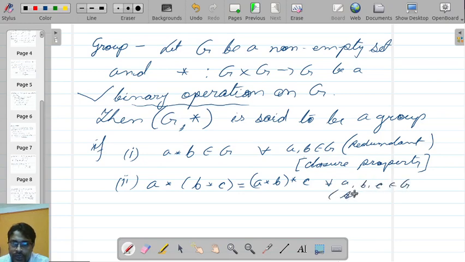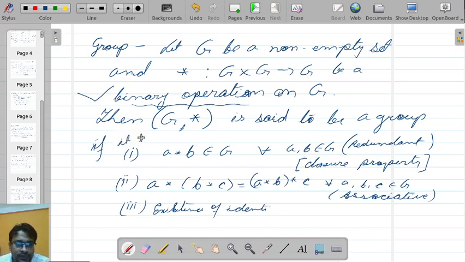Okay, so this is the associative property we had already listed. Okay, number 3 is the existence of inverse. Sorry, existence of identity. So let me write, if it satisfies the following.